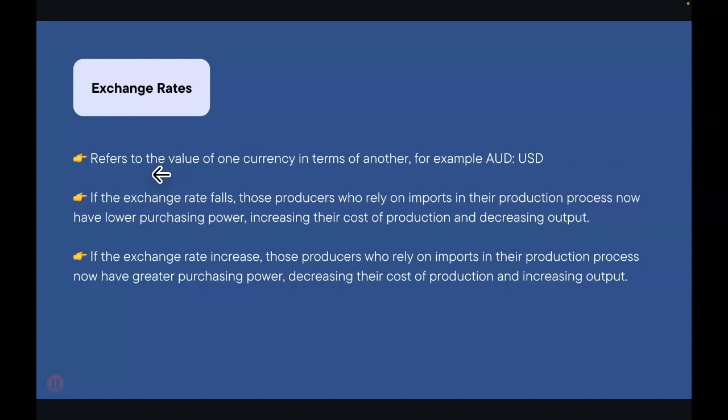Remember, bring it back to purchasing power. Just like we did in aggregate demand, how is the purchasing power changing? How is that going to change my capacity to buy, in this case, imports, whereas with aggregate demand, it was imports and exports. This is not an export argument. This is an import argument for those producers that rely on imports in the production process.